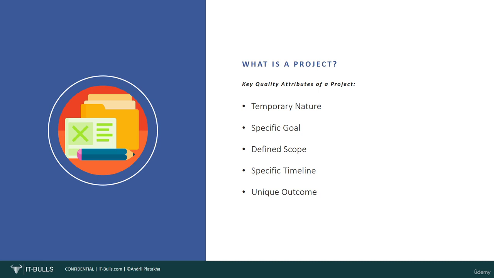Specific timeline. A project is conducted within a predetermined timeline. The timeline provides a framework for scheduling tasks and activities. Unique outcome. Projects are focused on creating a unique product, service, or result that hasn't been done before.